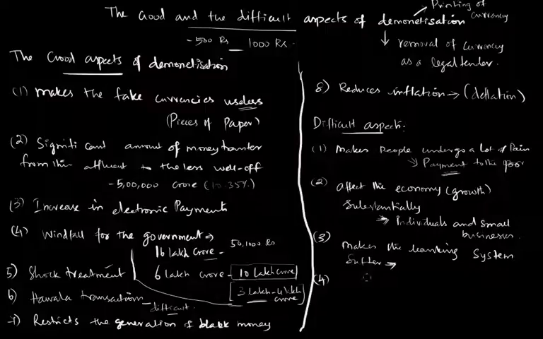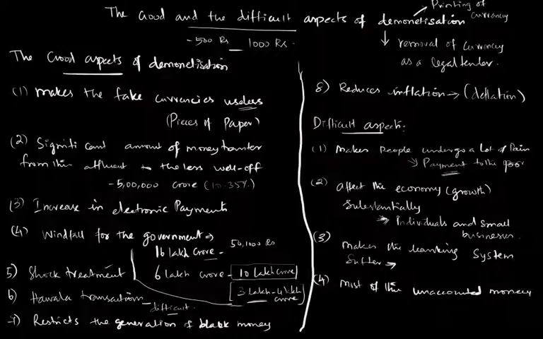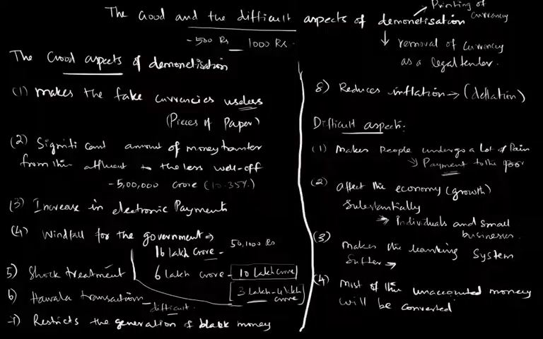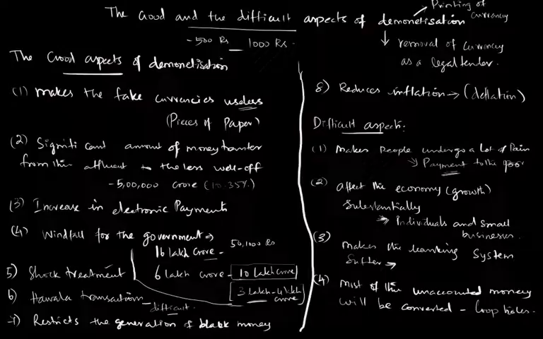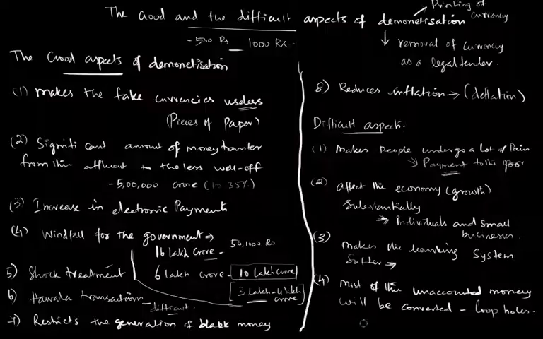And another aspect is that most of the unaccounted money will be converted, using certain loopholes, because you know that if you have somebody doing good, there are many people to do the bad things. So most of the money will be converted into white. So I think it's not as bad as we think, but it is going to help the economy in the long run.